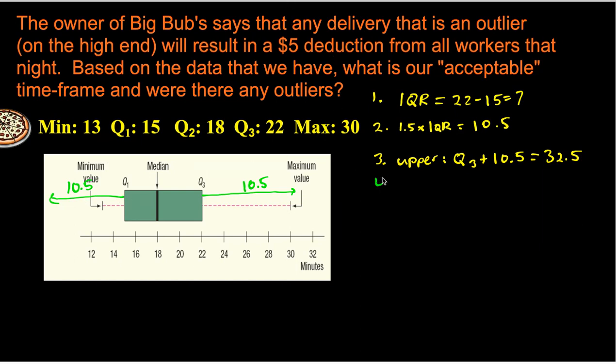So our fourth step, our lower limit, is going to be Q1 minus 10.5. Same distance in the other direction. And so Q1 minus 10.5 gets us to... I'm sorry, 15 minus 10.5 is 4.5. If only I had an eraser.